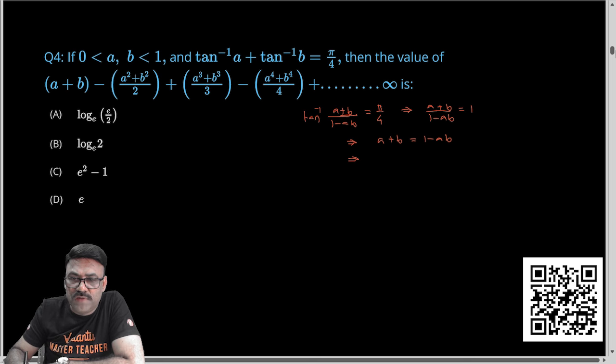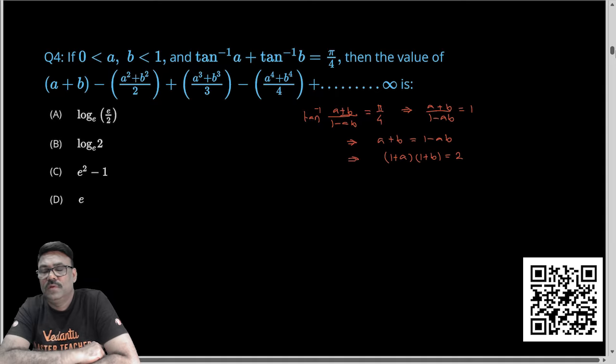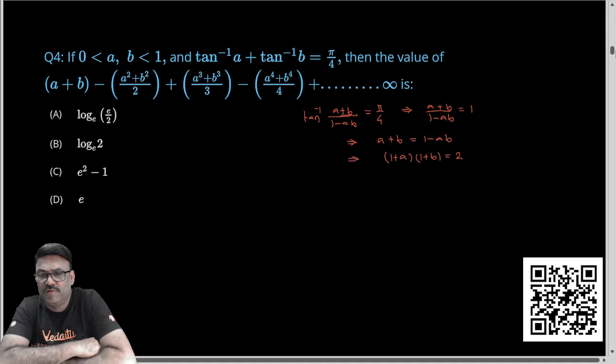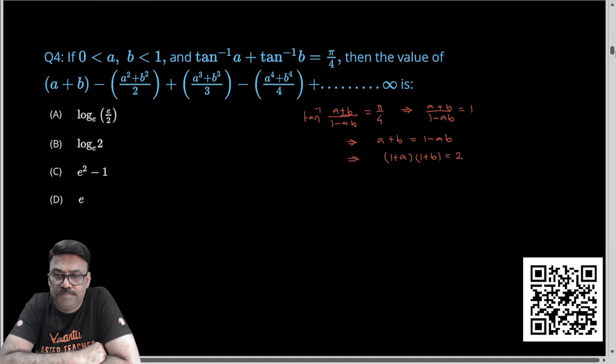Take everything to the left hand side. So ultimately it can be written as 1 plus A into 1 plus B is equal to 2. Just expand and see, it becomes A plus B is equal to 1 minus AB only.